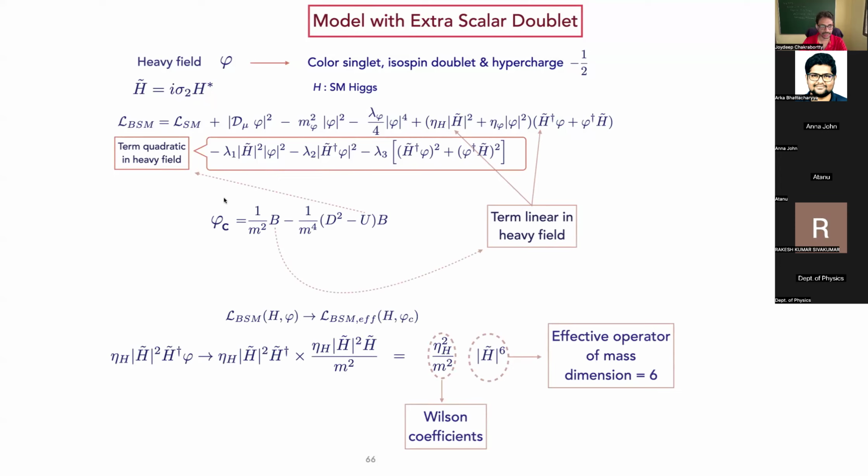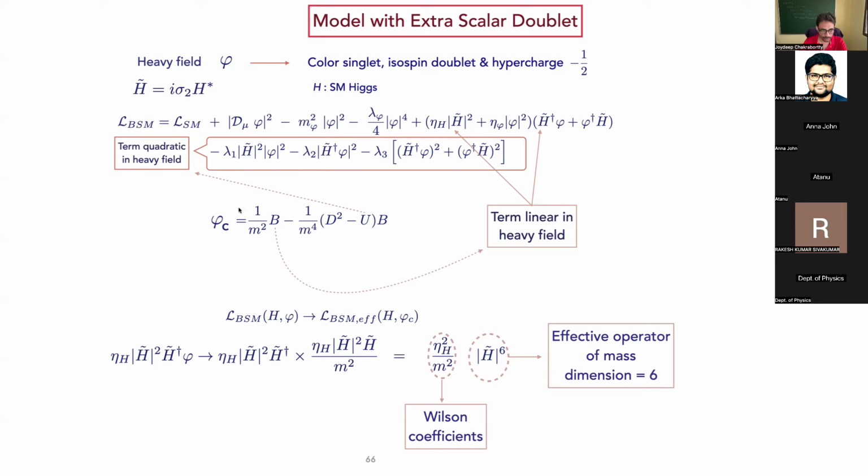Eta H is there, and I am not imposing any kind of discrete Z2 symmetry. Otherwise, these kinds of terms I can write down. So I'm saying, okay, there is no discrete symmetry. So I have this trilinear interaction, and these are the quartic interactions, and the quadratic in individual fields.